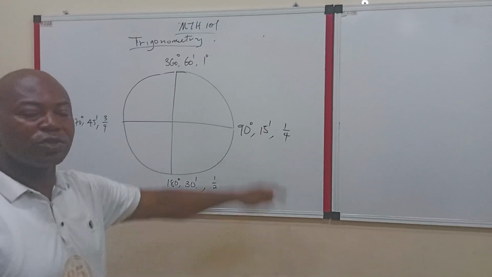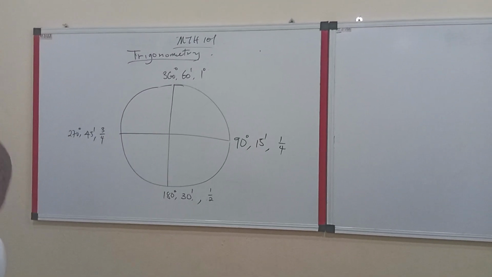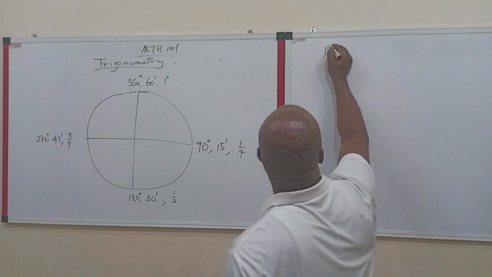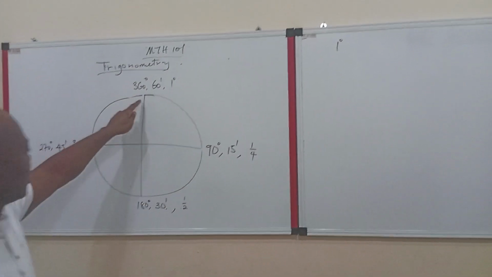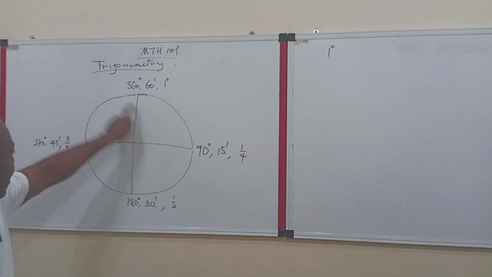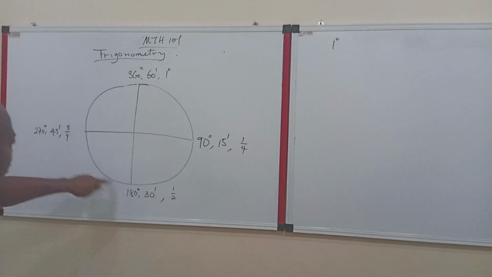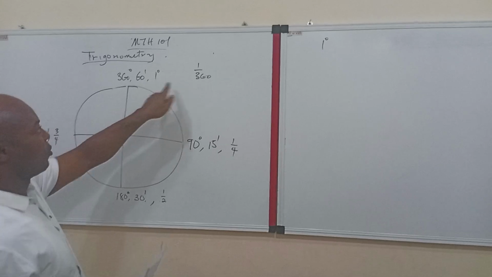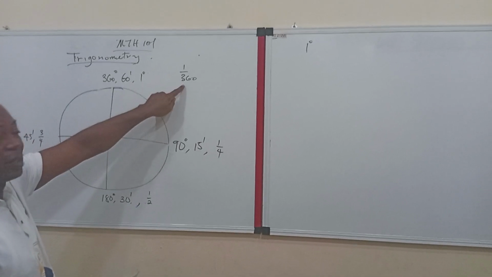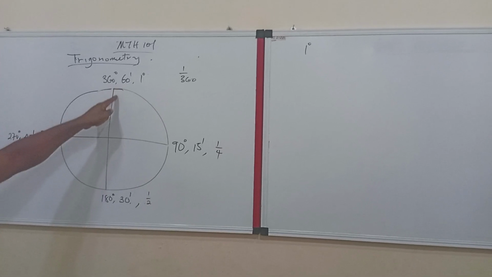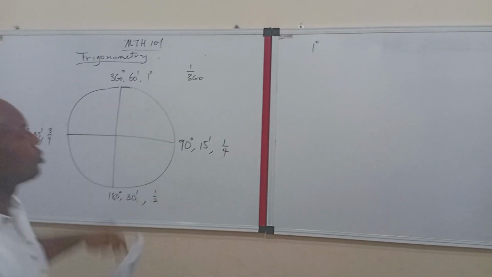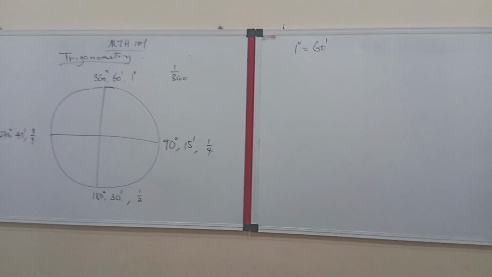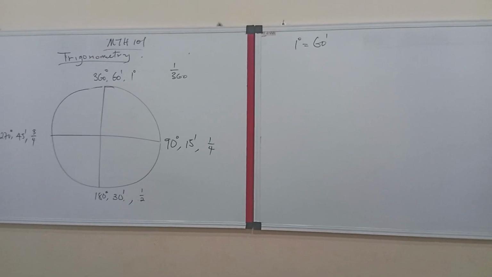If we're talking about minutes, we can also talk about seconds as well. Now, what we're trying to establish is that 1 degree here, if you divide this thing, this 360 degrees, into 360 places, we are talking about 1 all over 360. That 1 is equivalent to 60 minutes.